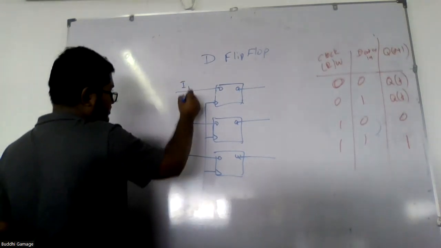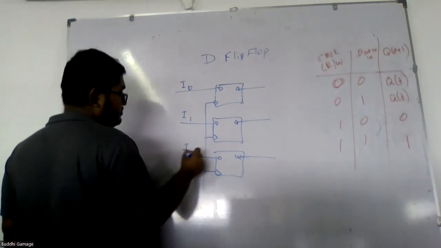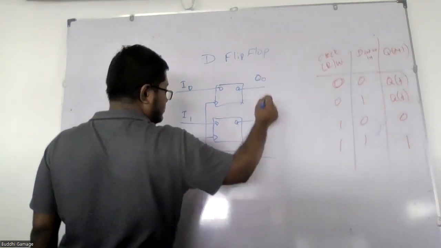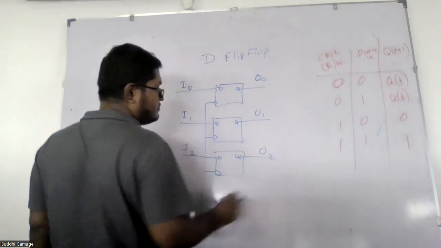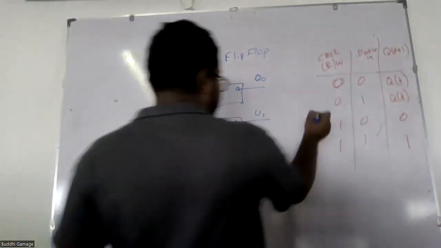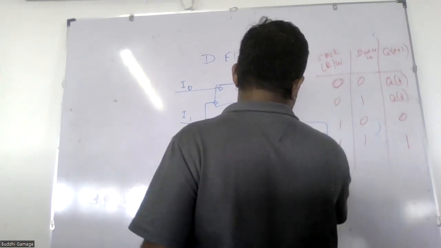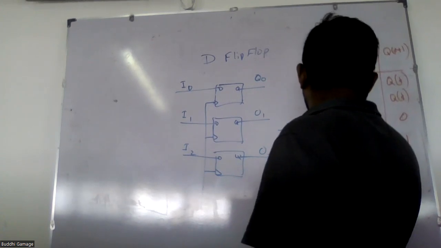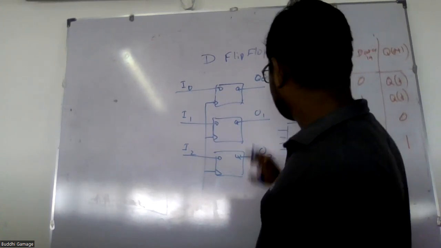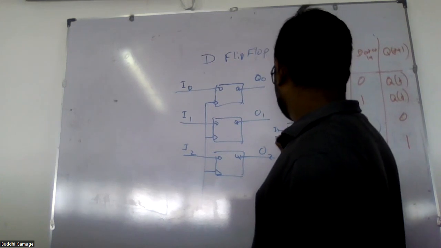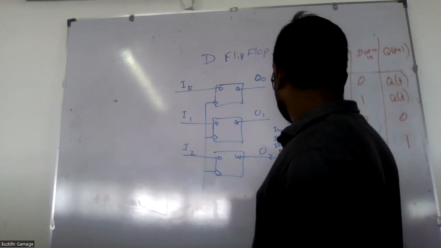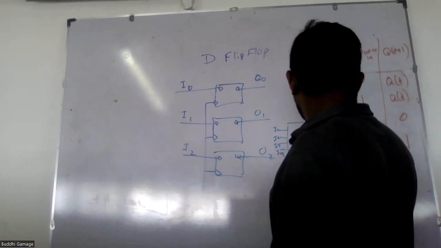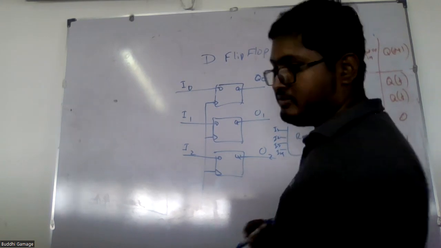So 0, 1, 2. And the block tag is the register. So there are several inputs and several outputs. Inputs and outputs should be equal. I1, I2, I3, I4. Then the outputs should be 0, or 1, or 2, or 3, or likewise.